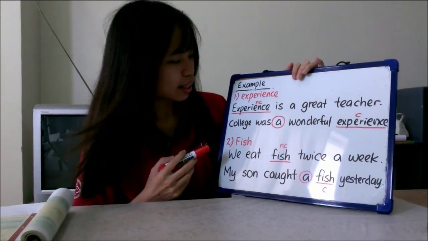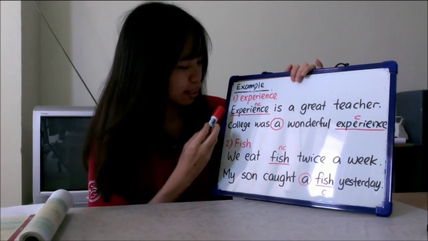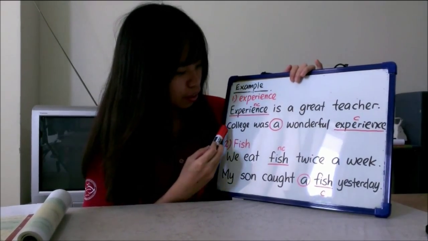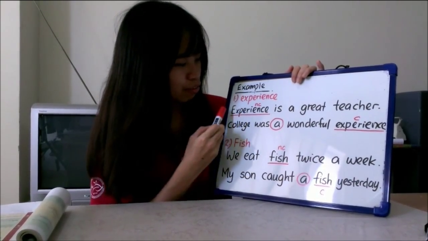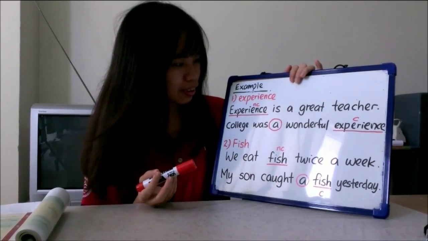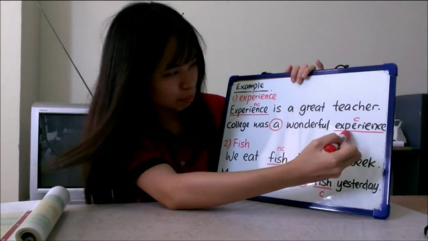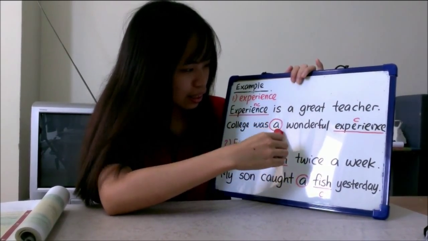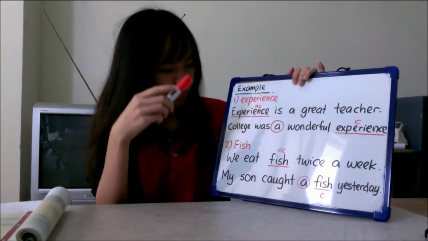Now let's proceed to the third example. The first sentence is, experience is a great teacher. The second sentence is, college was a wonderful experience. The word experience in the first sentence is a non-count noun because it is a general form of experience, while the second experience, in the second sentence, is a count noun because it means a wonderful experience, a quite specific condition.